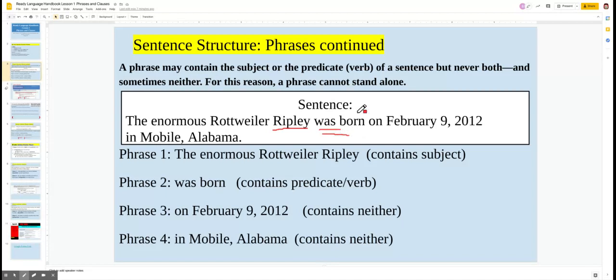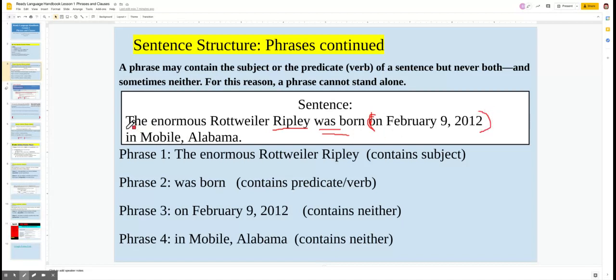She was born on February 9th, 2012 in Mobile, Alabama. Her birthday is coming up. But on is a preposition. So I'm going to try to draw parentheses. I want to separate my prepositional phrases out because it's not a subject, it's not a verb. I've got on as a preposition, and the object of the preposition is the date right here. So I'm going to close that.